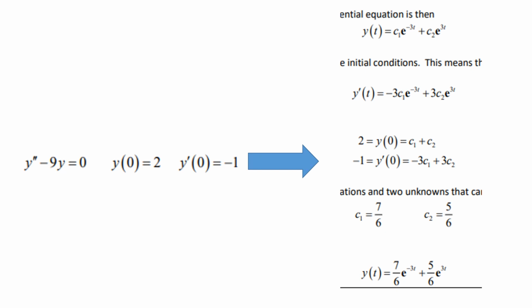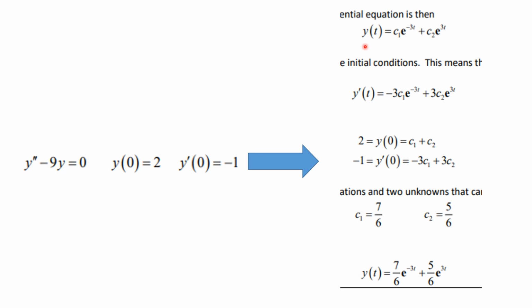Well, this was the problem, I just put it here so we could look at it again. So we know from the theory that since these were linearly independent solutions, any solution of this homogeneous linear equation, second order linear equation, is going to be a linear combination of those two. So it has to look like y equals c1 e to the minus 3t plus c2 e to the 3t.